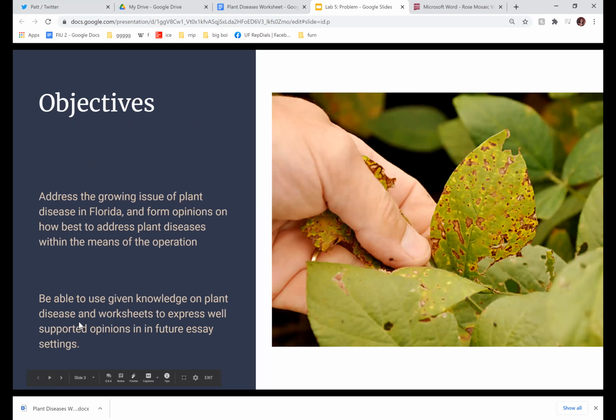Okay, so our objectives for today are to address the growing issue of plant disease, specifically in Florida, and be able to form opinions on how to best address plant diseases within the means of the operation. May it be within gardening, horticultural or landscaping, or agriculture. We'll be going over agriculture primarily, but it can be applied to anything. And I want y'all to be able to use the given knowledge on plant disease and the worksheets I'm going to be giving you to express well-supported opinions in future essay settings, may it be an exam or a later assignment.